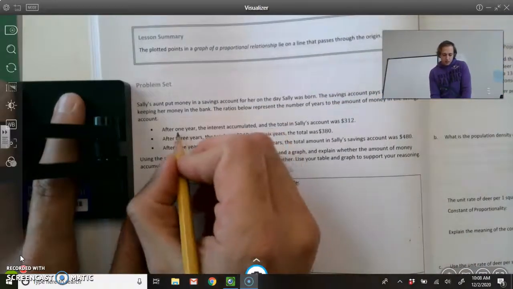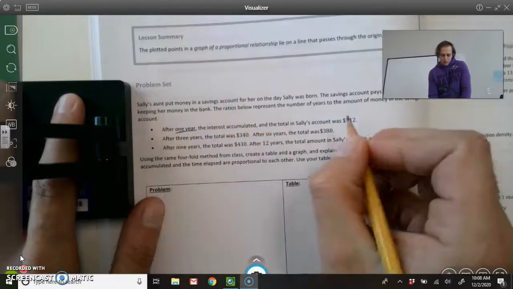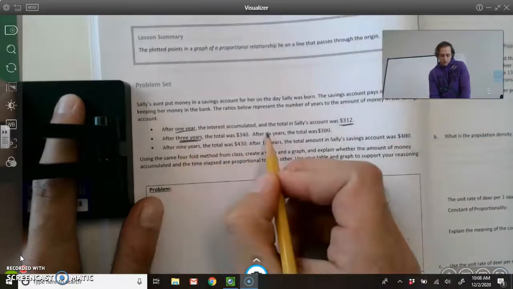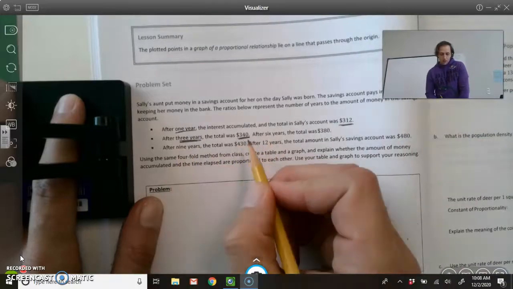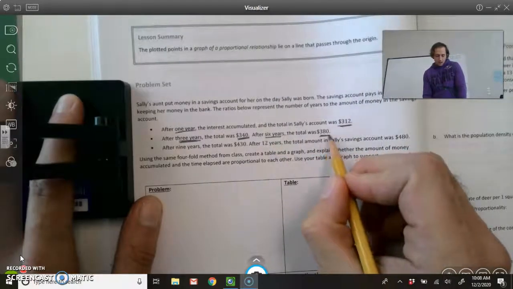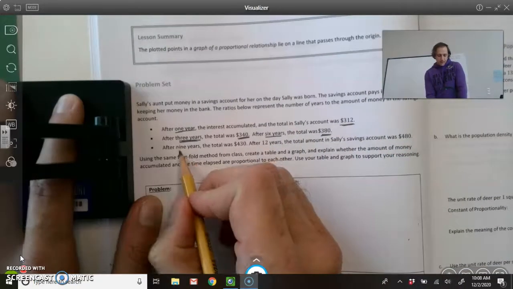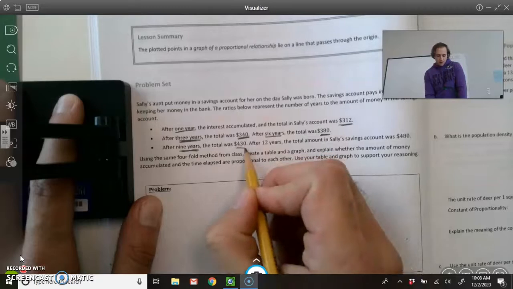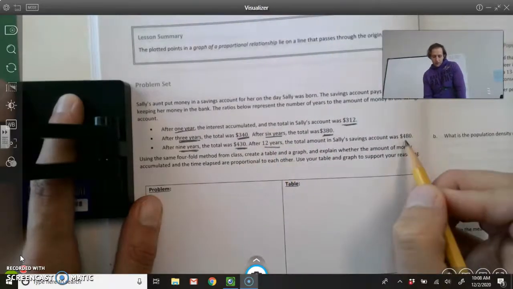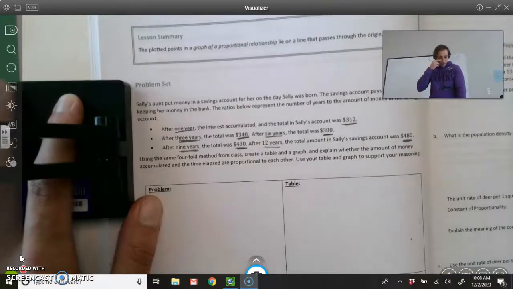So these are my ratios. 1 year, $312. After 3 years, $340. 6 years, $380. 9 years, $430. 12 years, $480. Okay? Now, let's see what the question asks.